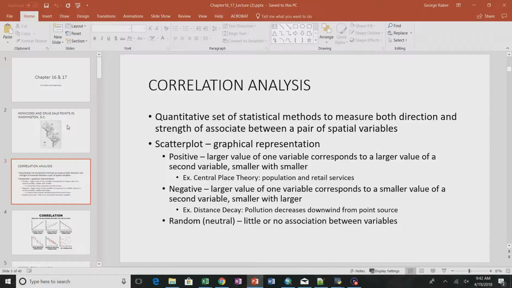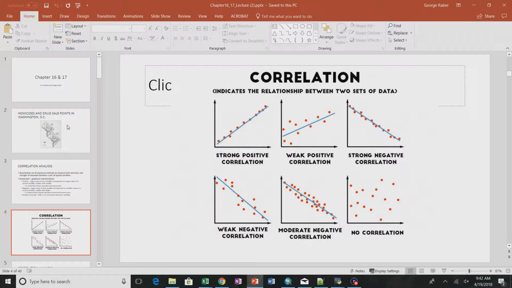And then many times you'll find that you're looking for a certain relationship to exist, but there won't be a relationship, so it'll be random, where little or no association between variables exists. And so here's some scatter plots that show some of those scenarios. So here's a strong positive correlation. You see a scatter plot like this, where one is increasing and the other is increasing. That is a strong positive correlation.